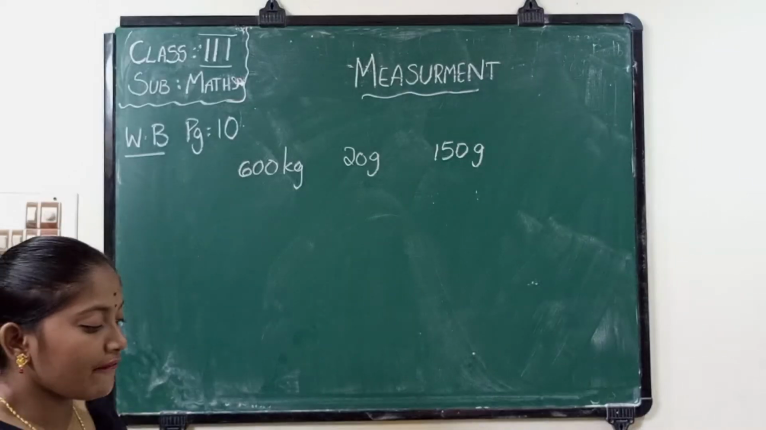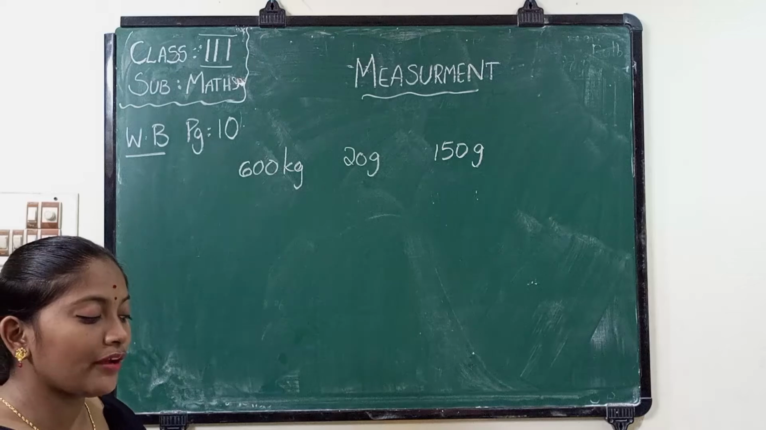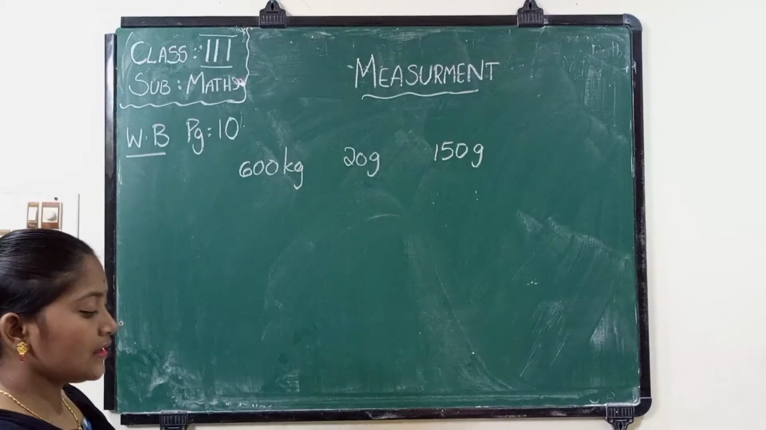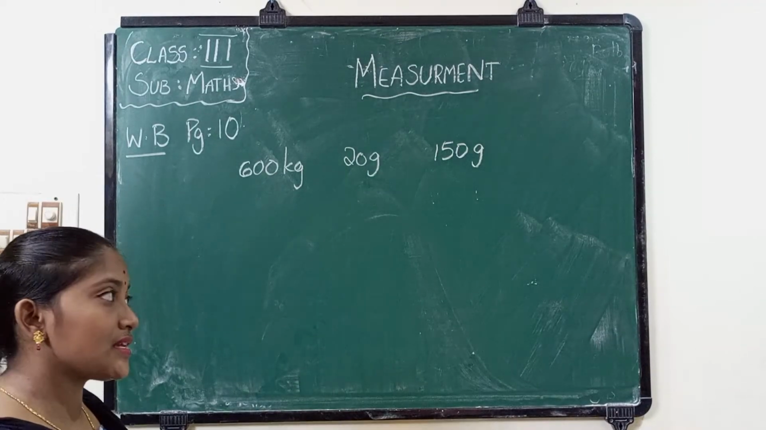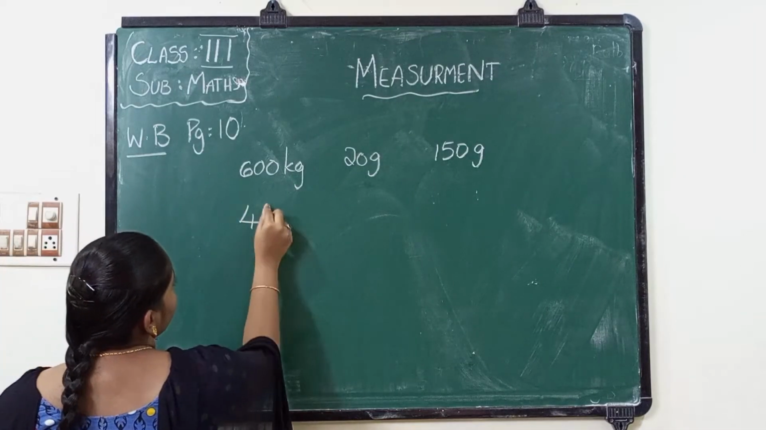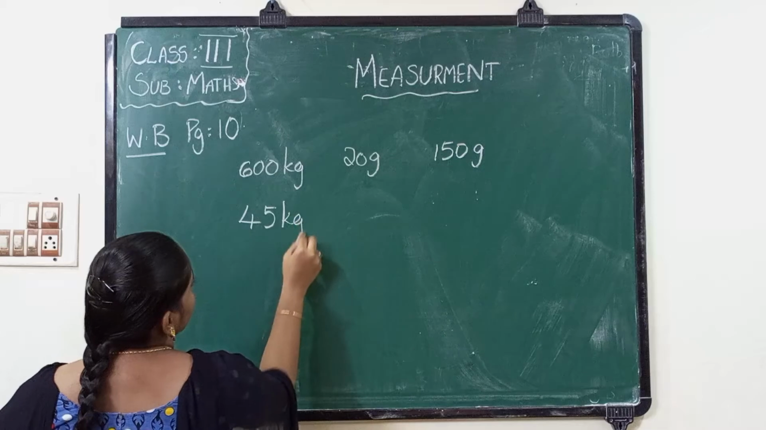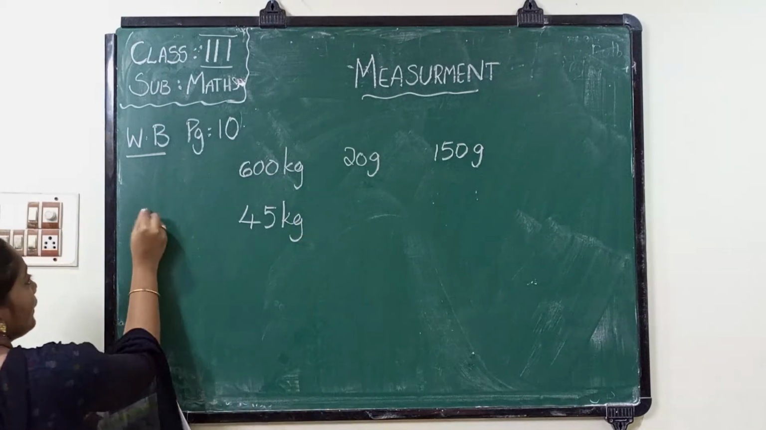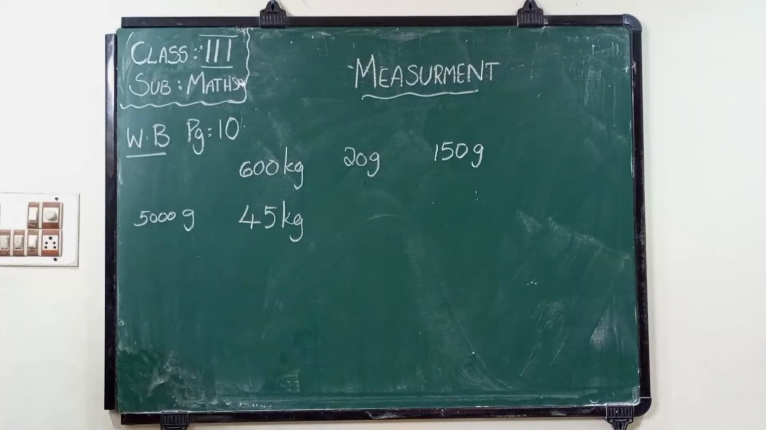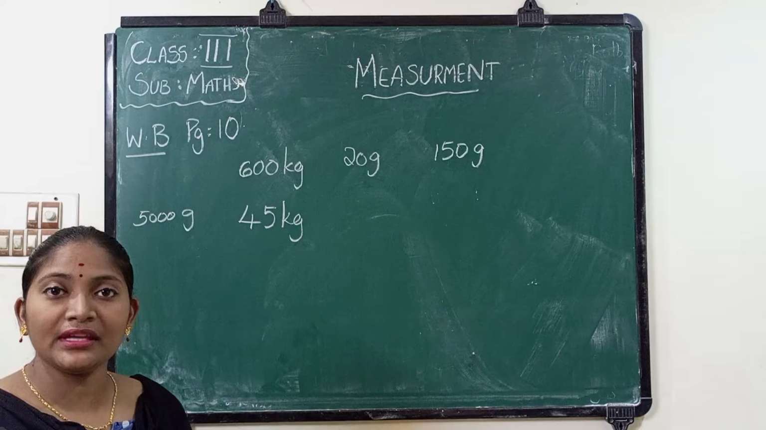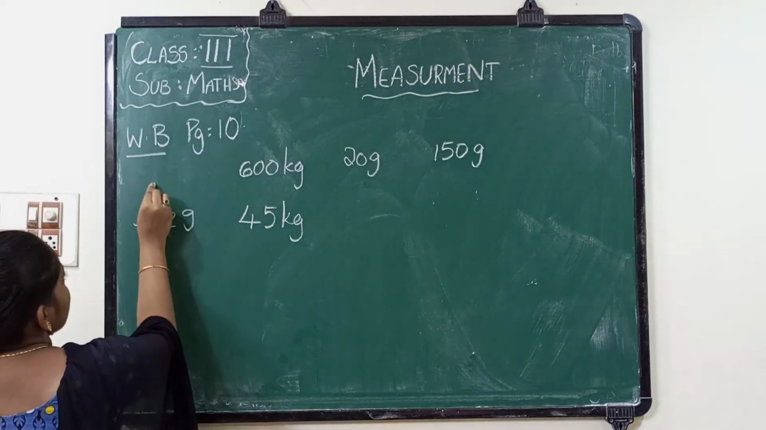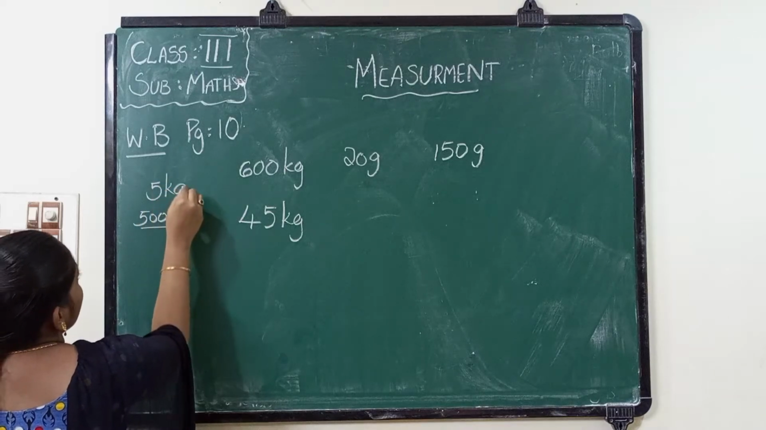Next one, horse, 5,000 grams or 45 kgs. What does 5,000 grams mean? It's 5 kgs. The weight of a horse is 5 kgs or 45 kgs? The weight of the horse is 45 kgs. And above that, they give 5,000 grams. 1 kg has how many grams? 1 kg has 1,000 grams. So 5,000 grams means 5 kgs.